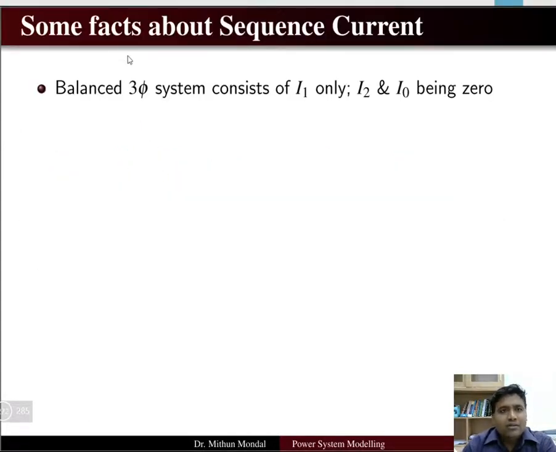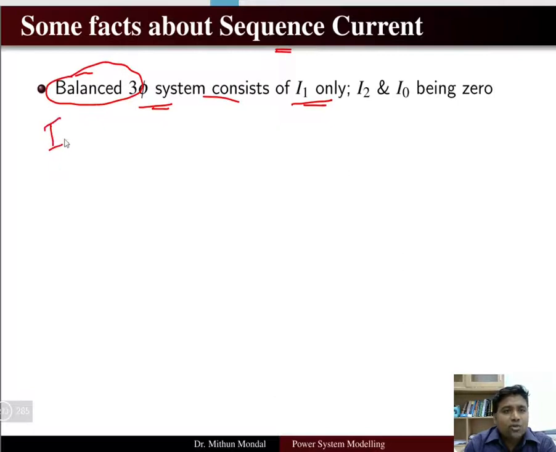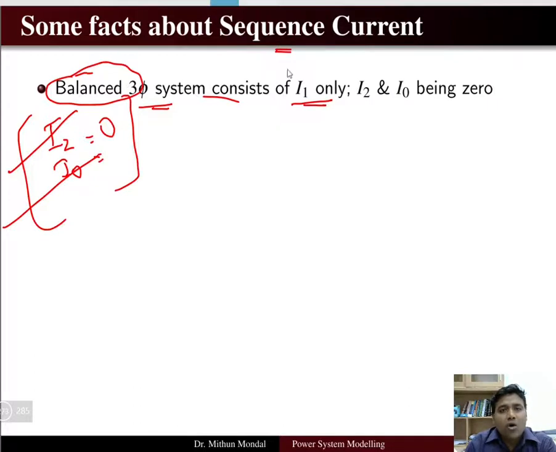So we will deal with some facts about sequence current. A balanced three-phase system consists of I1 alone. Whenever your system is balanced, I2 and I0 will both be equal to 0. There will be no negative sequence component and no zero sequence component; there will only be a positive sequence component in case of a balanced system.